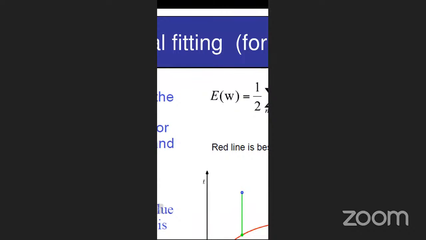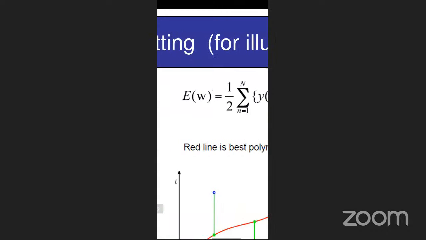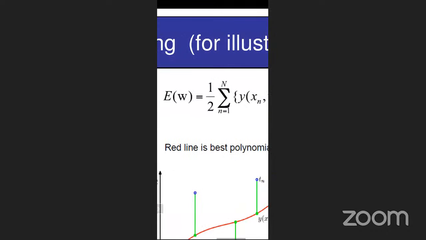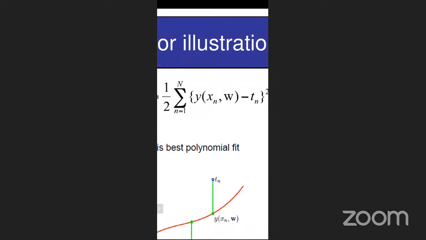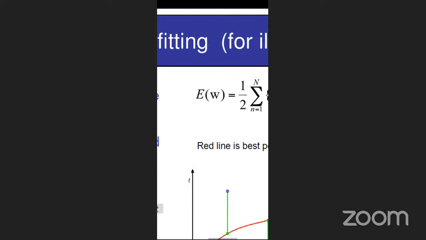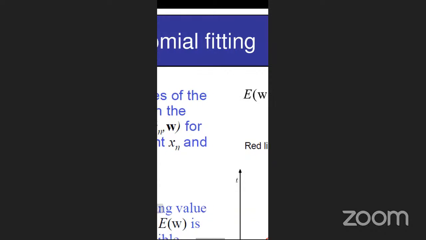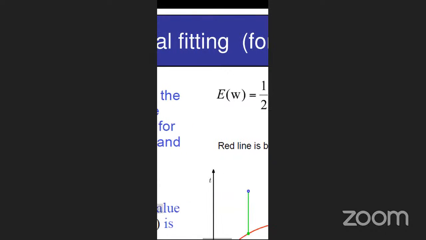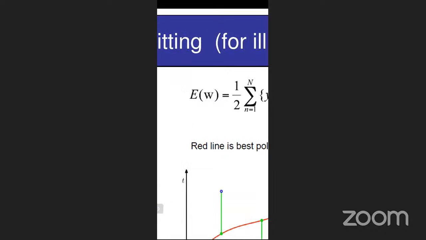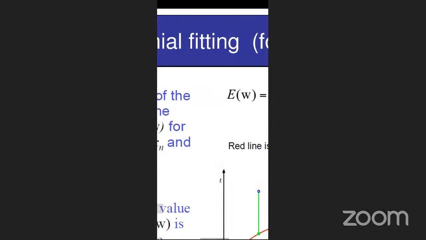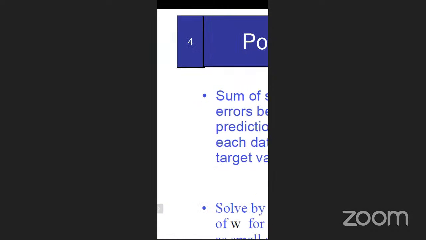So this half summation of (y(xn, w) minus tn) whole squared is also called the risk, or loss. In pattern recognition you call it loss, in neural networks you call it risk. So that means you want to minimize the risk. Please remember that this E(w) is a multi-dimensional function of m variables. Can I move on to the next slide?